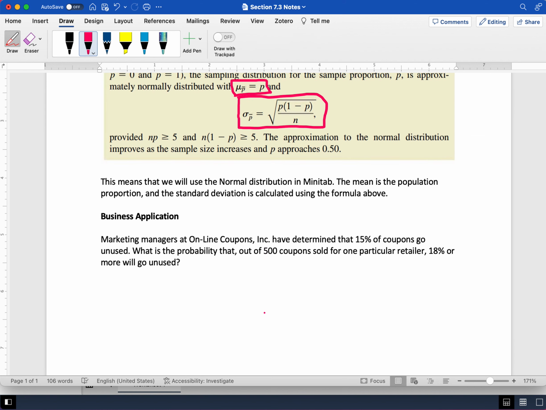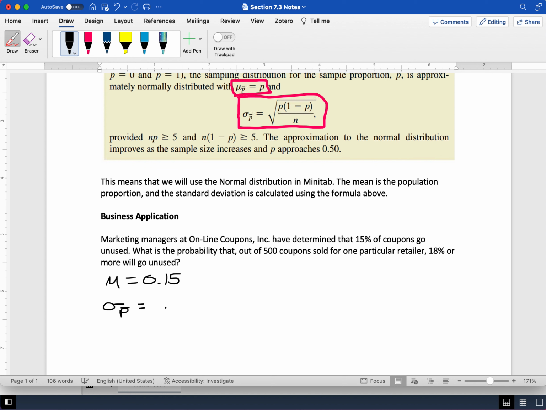We have a coupon company that has determined that 15% of coupons go unused. What is the probability that out of 500 coupons sold for one particular retailer, 18% or more will go unused? So our mean is going to be that 15% proportion, and we're going to enter that as a decimal into Minitab.